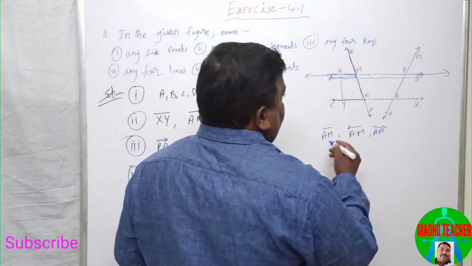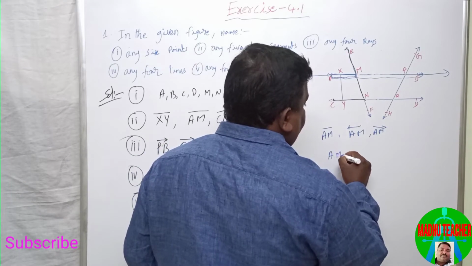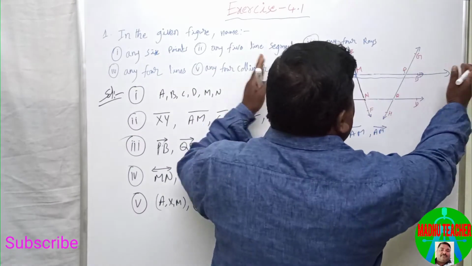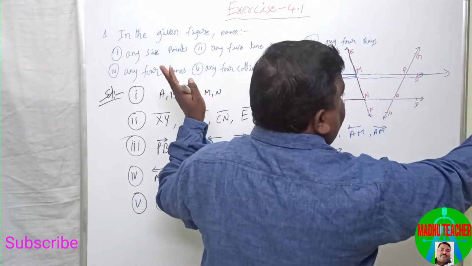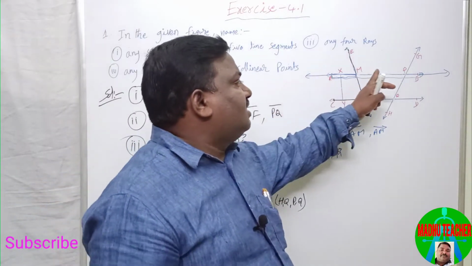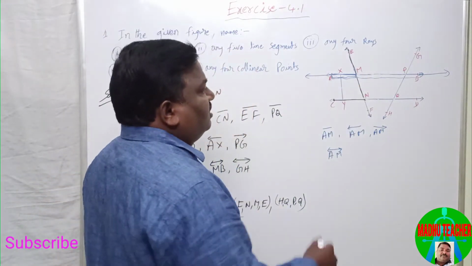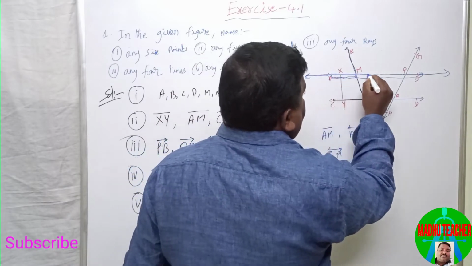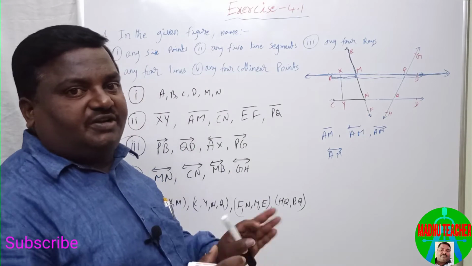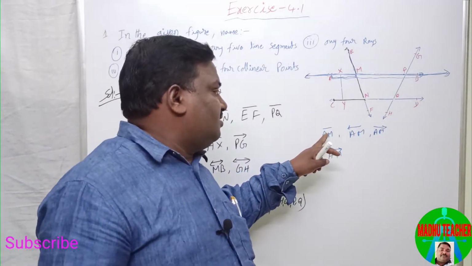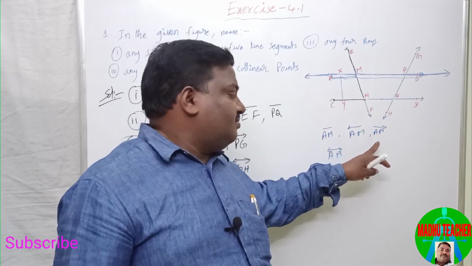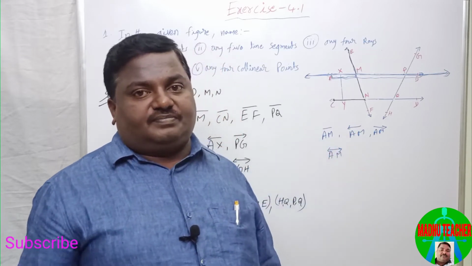Next, AM line denotes the total line. We can extend both sides infinitely. So that is the AM line. It is the total line. Okay, that is AM. This is the difference between line segment AM, ray AM, and line AM.